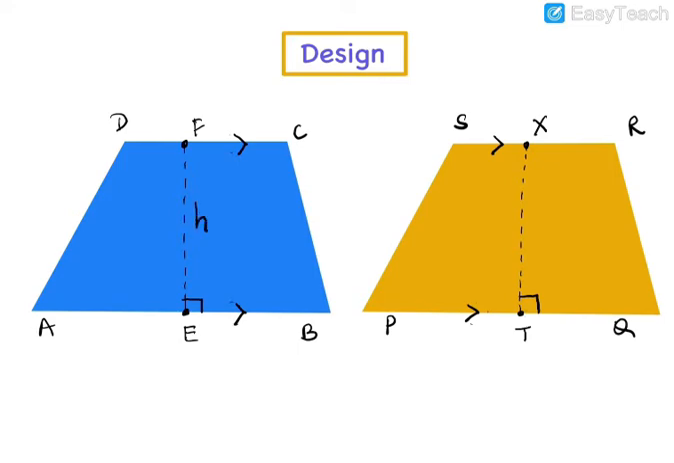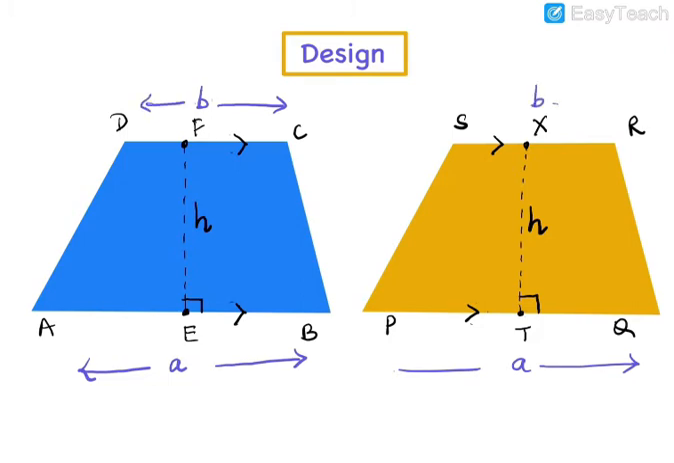Mark this perpendicular distance between the parallel lines as H. Since both figures are identical, we can mark the distance between PQ and SR also as H. Now we will label the two parallel sides as A and B. So let AB be equal to A. So PQ will also be of length A. And label the side DC as B. So SR will also be labeled as B. Now this design is complete.